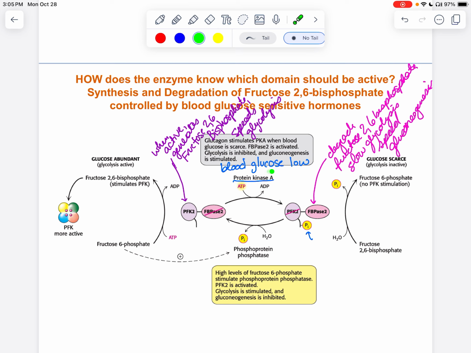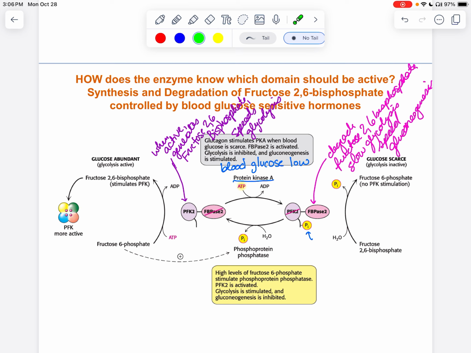Okay, so think about what that means. When your blood glucose is low, you don't necessarily want to be pulling more and more glucose out for the glycolysis pathway. You need to build up those glucose levels. So you don't want glycolysis continuing. You want gluconeogenesis going.